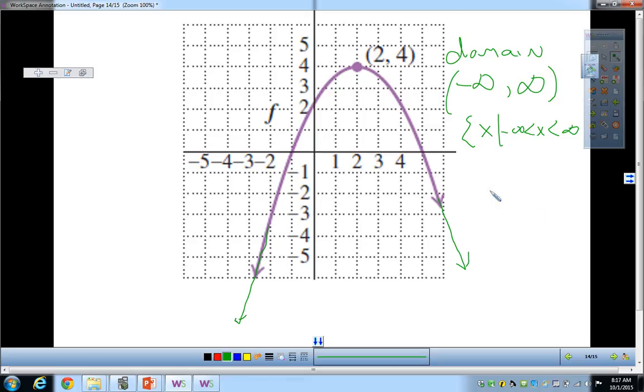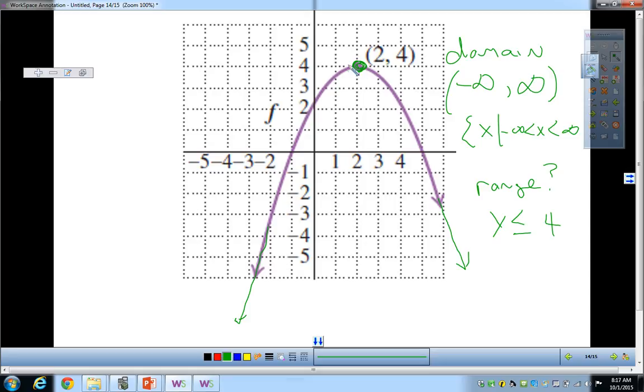How about the range, which is a little trickier on this one? Anyone tell me the range of that one? Less than or equal to 4, that's right. Y is less than or equal to 4. Do you see why? Because the highest it ever goes is 4, right? It's never going to go above 4.